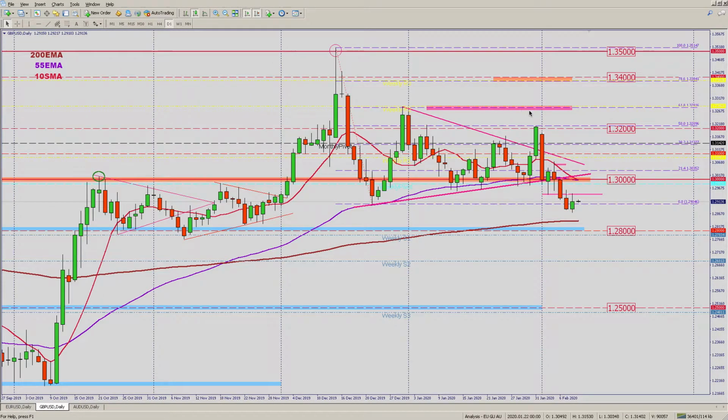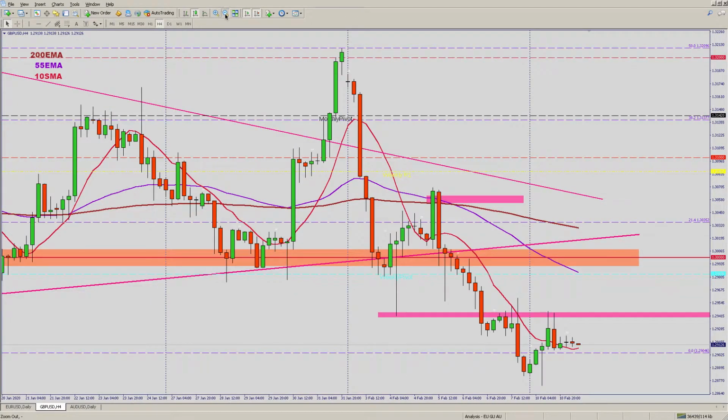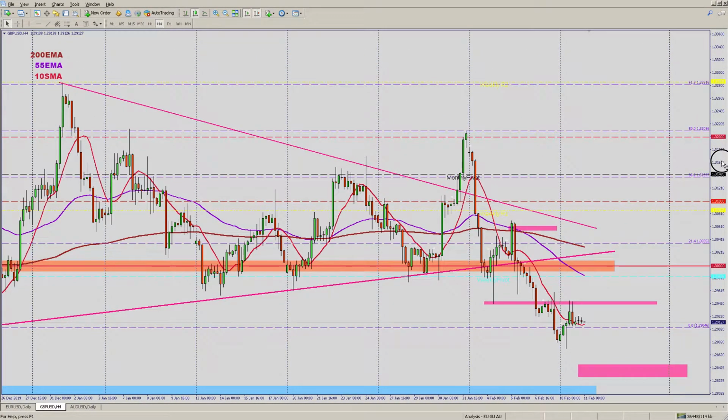On the daily time frame, I think we can remove this. So now the next key support is at the 200 EMA at 128.39. So this area here, let's go back to the 4-hour time frame and see. Yeah, if it gets rejected at 129.40, then it could target the 128.40.